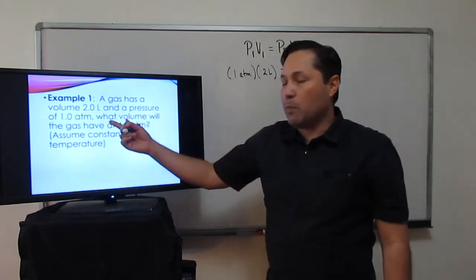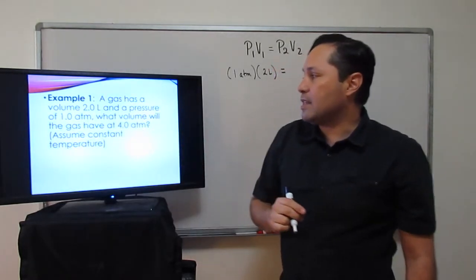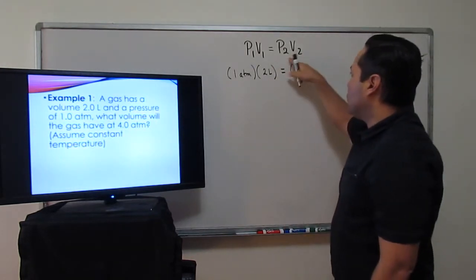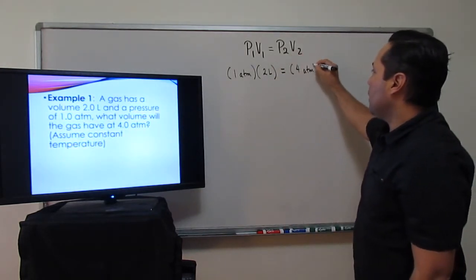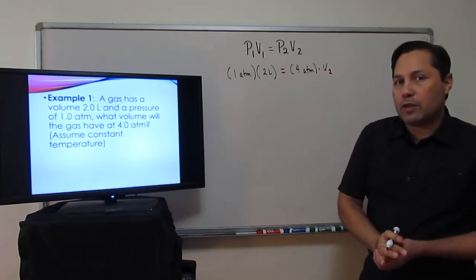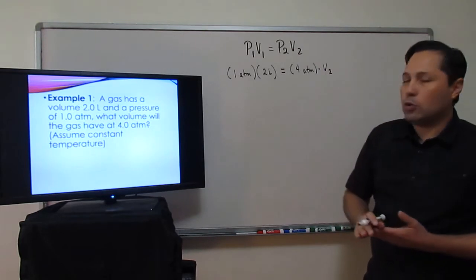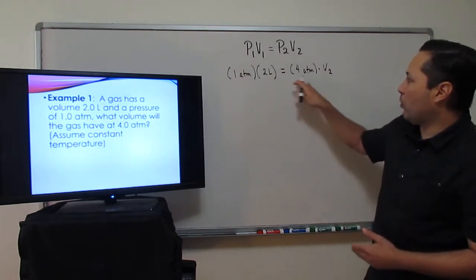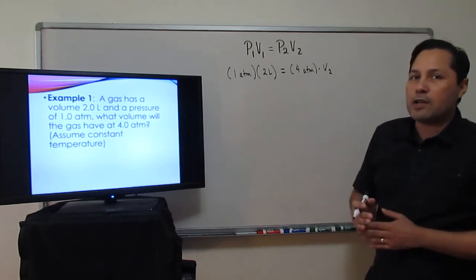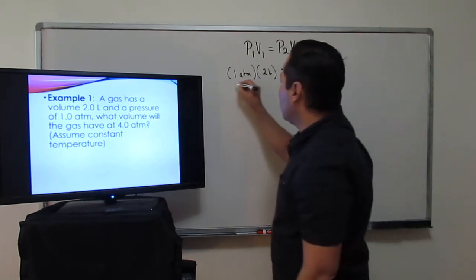Then the second part, they ask, what volume will the gas have at 4 atm? So that's our P2, 4 atm. And the question is, what will be the volume? Alright, so now that we have the numbers in, we can solve for V2. All that we have to do is divide both sides by 4 atm, so that we can isolate V2. So I'm going to do that.